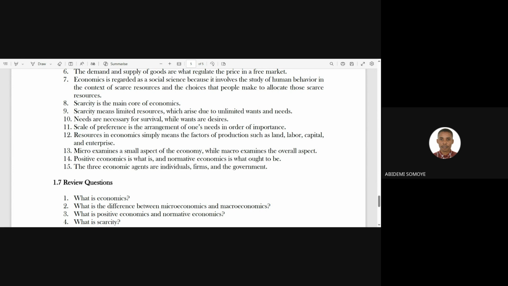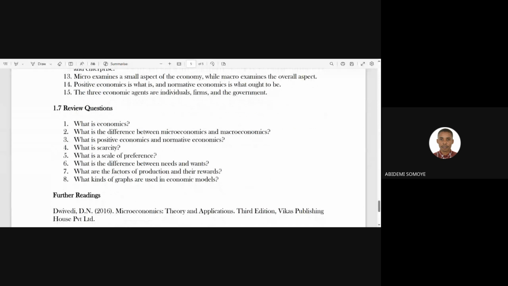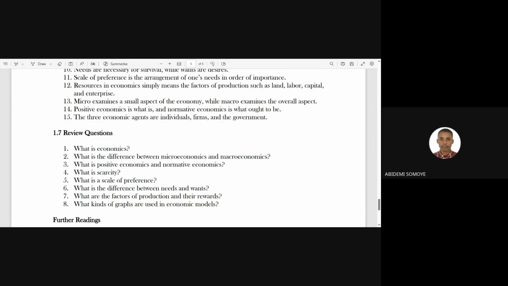Positive economics is what is, and normative economics is what ought to be. The three economic agents are individuals, firms, and the government. And I also put some further review questions for you to take a look at.